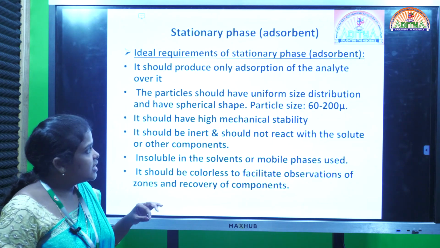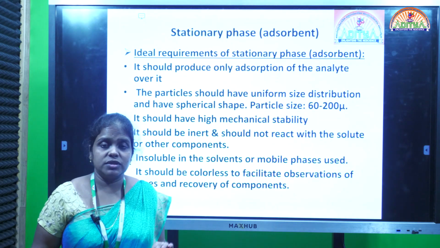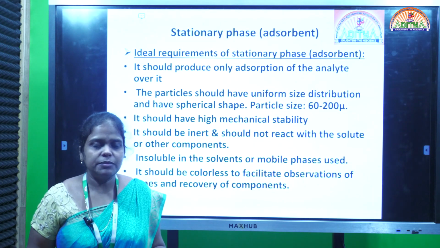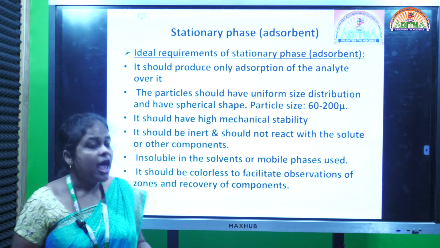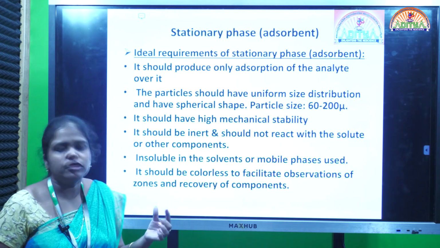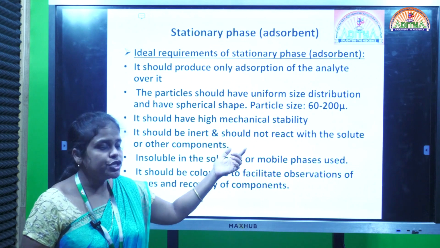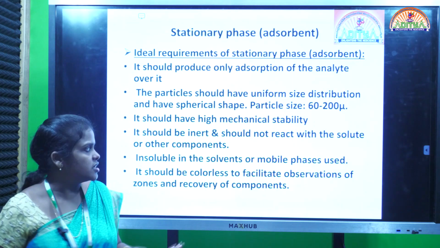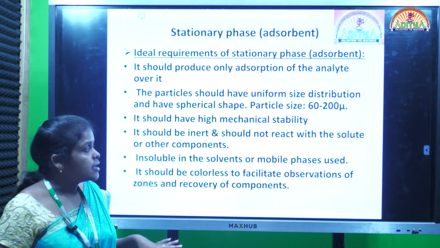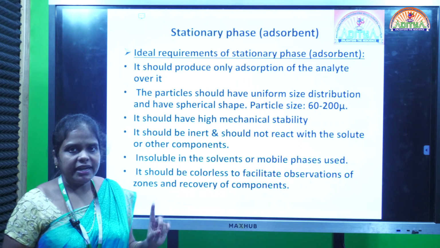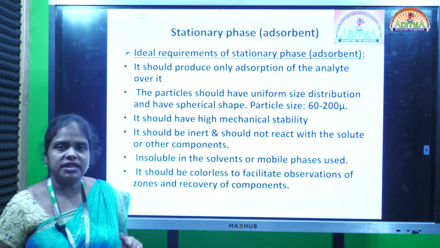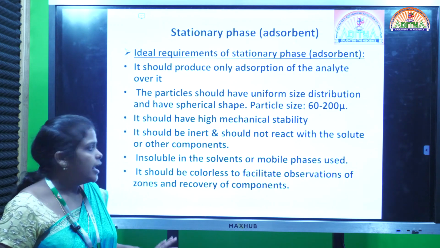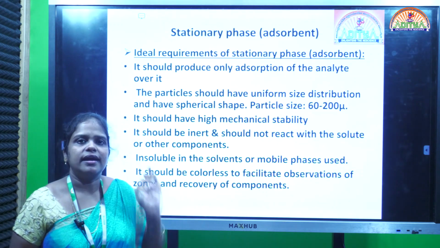Understood? And second one is, whatever stationary phase we are using, the particles present in that stationary phase should be of uniform size. That means there will be no irregularity in the shape. And mostly the particle size of that stationary phase between 60 to 200 microns is very perfect and very efficient to be used as a stationary phase. And one more thing is, the stationary phase should be mechanically stable and should not react with the sample compounds or mobile phase or anything. It should be inert.